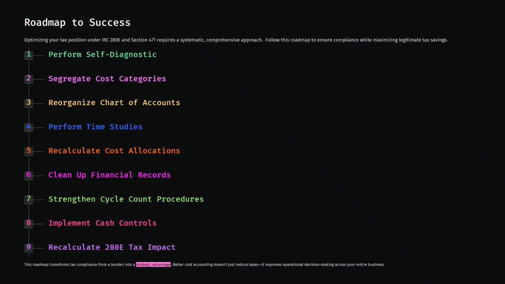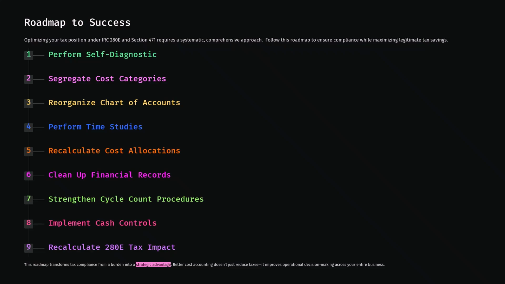Step four, perform time studies or upgrade timekeeping. If you want to allocate labor costs to COGS, you need evidence. I know I've said this many times before. You need to track employee time by strain, task, room, or department. If time studies are too much, tighten your timekeeping system so it can do the job.